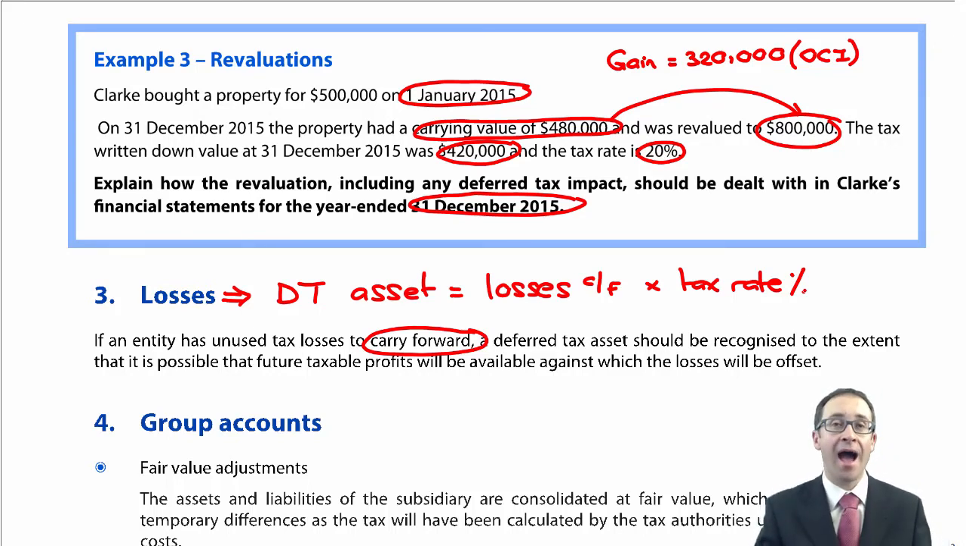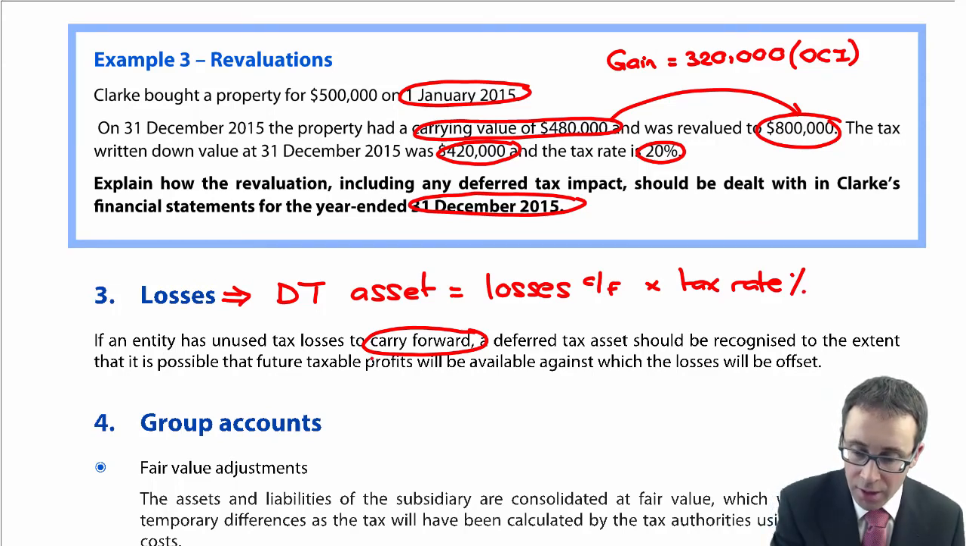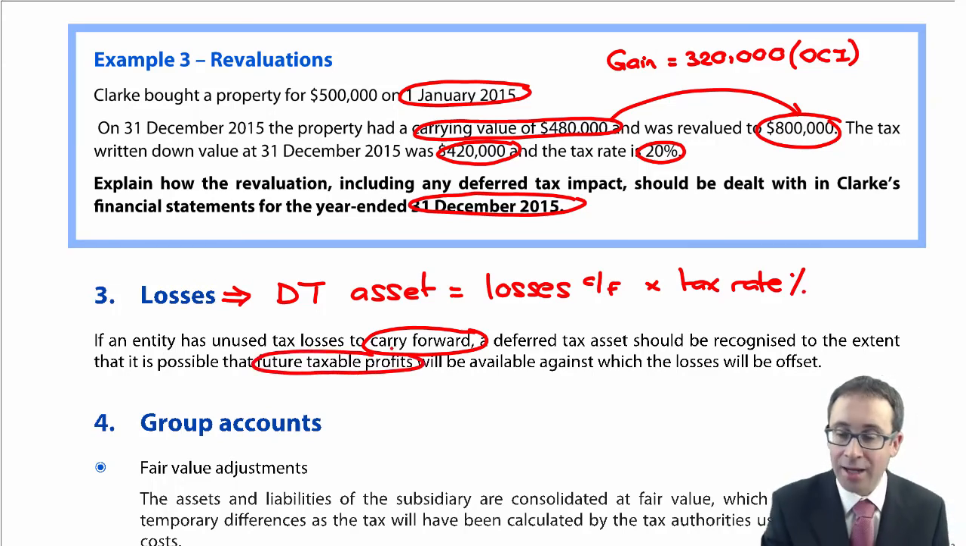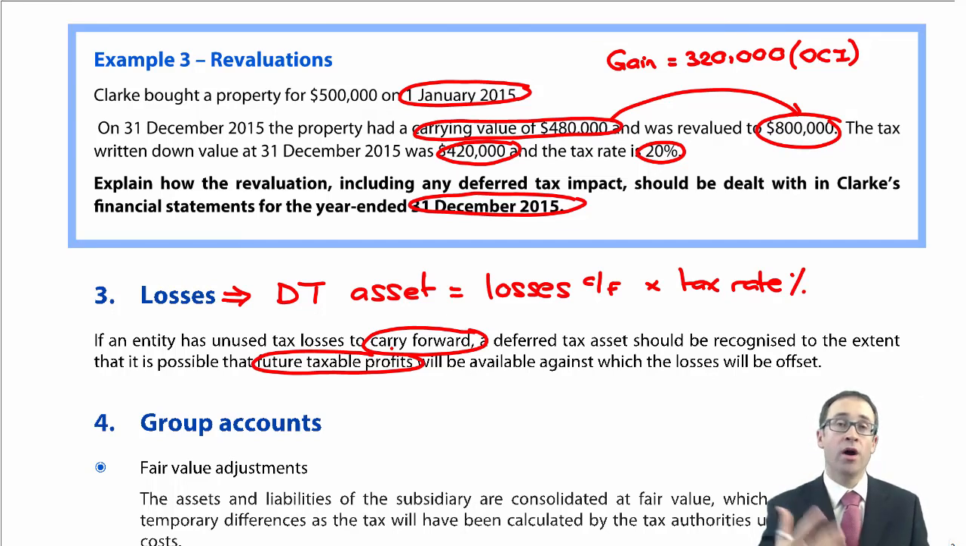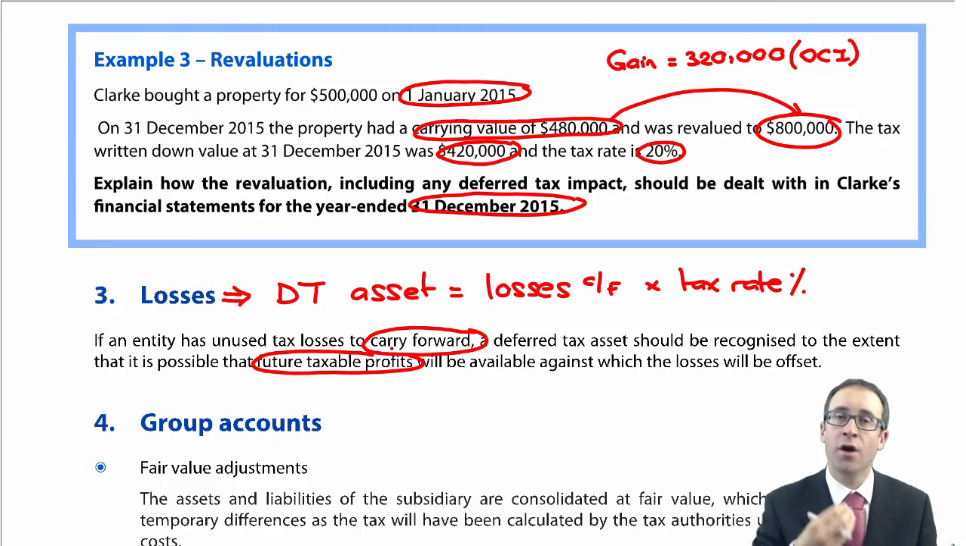Okay. However, do just be careful. You need to be prudent, don't we? It's not prudent to recognize an asset unless you are virtually certain that it will be utilized. So you need to make sure that there are future taxable profits available that you can offset those losses against. As well as them being future taxable profits, they need to be operating profits and not, if you like, any other type of profits, whether that's capital profits, to go through and utilize those losses against. It has to be operating losses against operating profits.